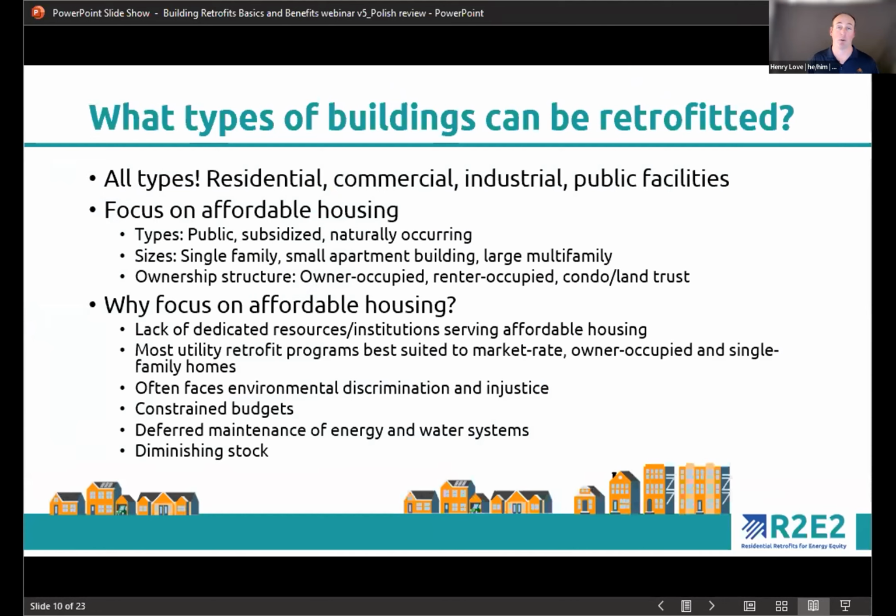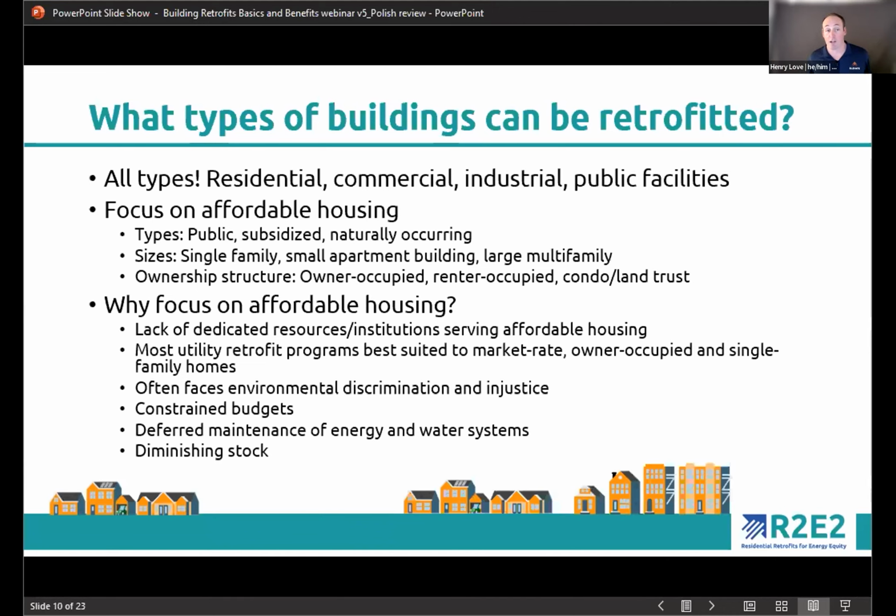We're really talking about public housing, subsidized housing, or naturally occurring unsubsidized housing that is still affordable for the people who rent it. Important to note that affordability means that both the rent and the cost of the utilities is affordable for its occupants. The sizes can range from single family homes to small apartment buildings to large multifamily complexes or campuses. And there can be a lot of complications in the ownership structure. Some homes are owner occupied, some are renter occupied, or some have complicated structures where the buildings are separate from the land they're on, like a condo or land trust.